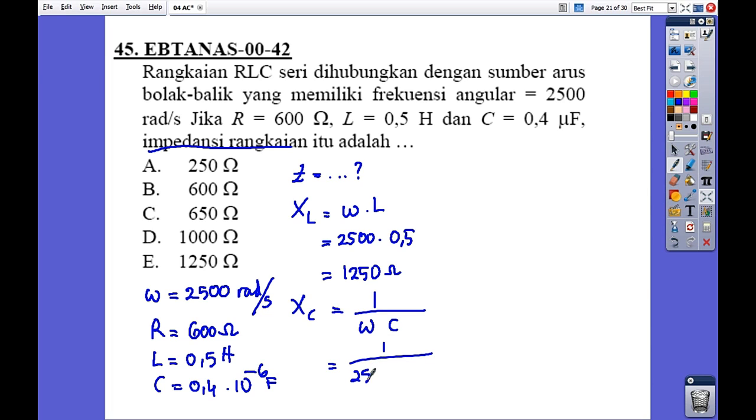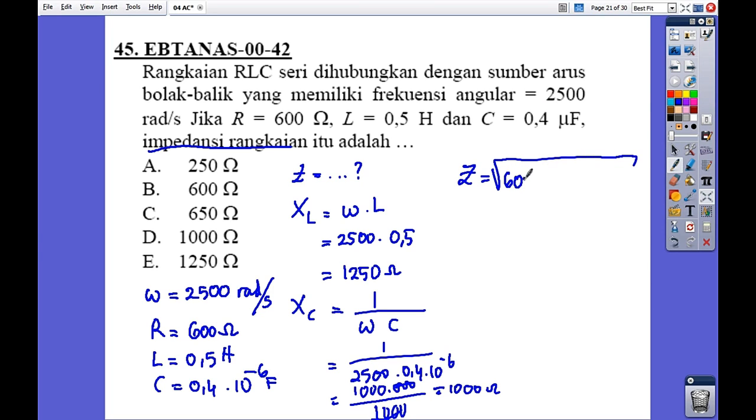And XC is 1 over omega C, so 1 over 2500 times 0.4 times 10 to the power of minus 6. So here it is actually 1 million over 1,000. So we can cancel this. So XC is actually 1,000 ohm. So here Z is the square root of 600 squared added by 1250 minus 1000 squared. So 600 squared added by 250 squared. So we have this.